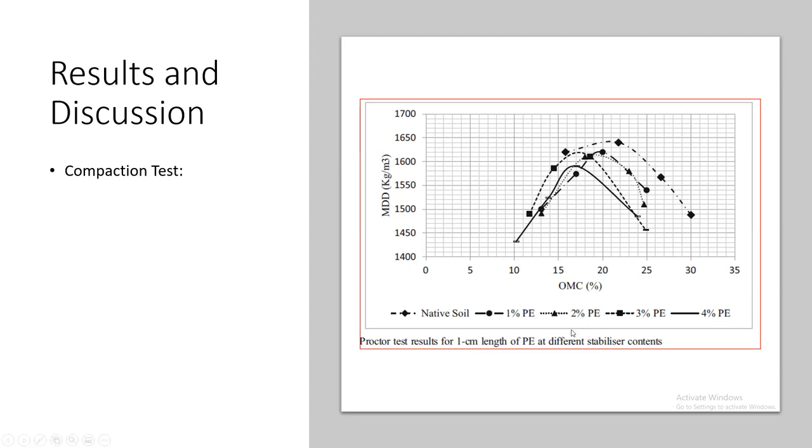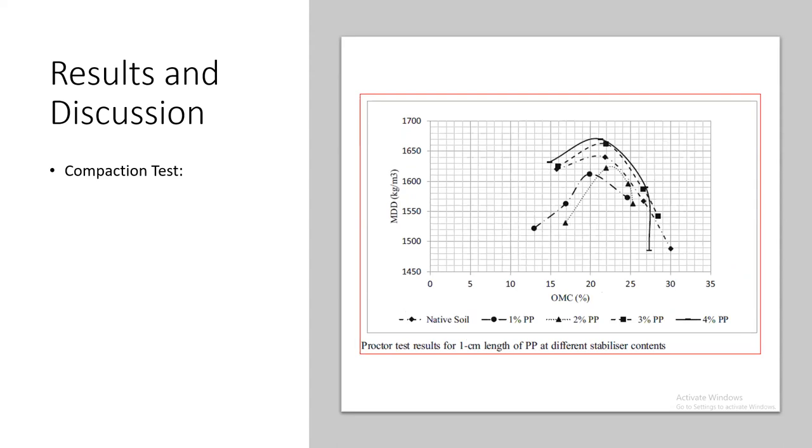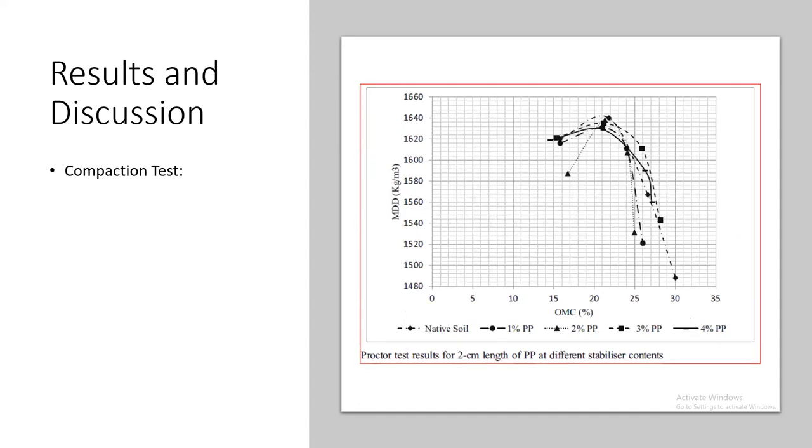So this is when we used PE with a length of 1 centimeter. This is the behavior when we have PE with a length of 2 centimeters. And this is the behavior when we have 1 centimeter of PP. And this is the behavior when we have 2 centimeters of PP.